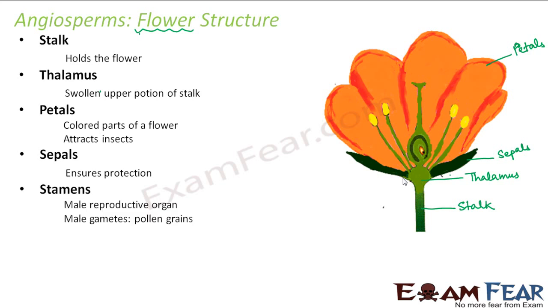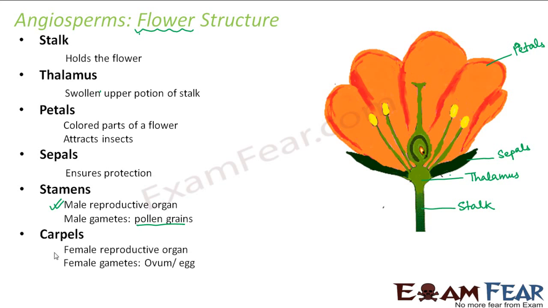Next is the stamen. The stamen is the male reproductive organ, on which we will concentrate now, because for the process of reproduction we need to know which are the reproductive organs. This is the male reproductive organ of the flower which produces the male gametes. And what are the male gametes? Male gametes are the pollen grains. Here in this picture, this portion is the stamen. You see a green colored structure with a yellow terminal. So these are the stamens.